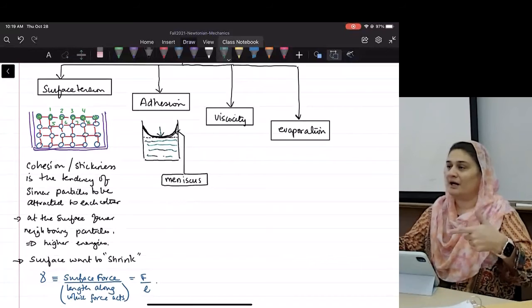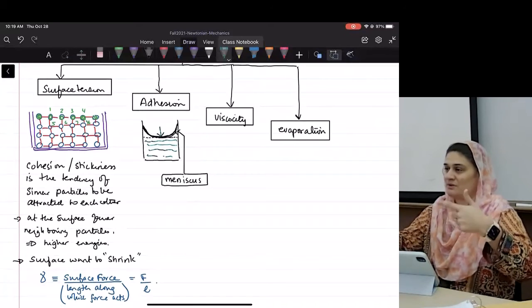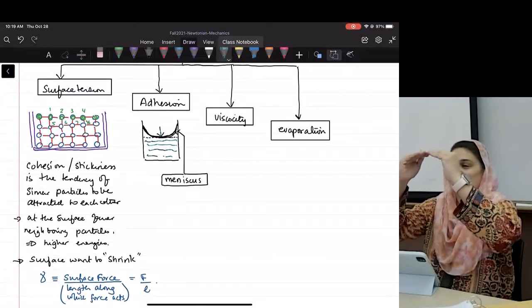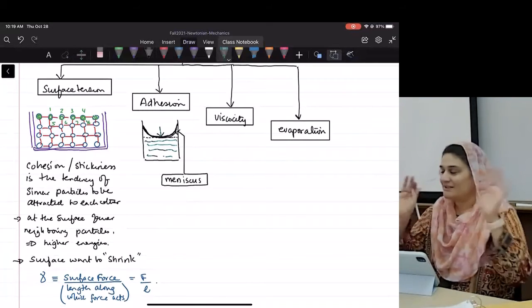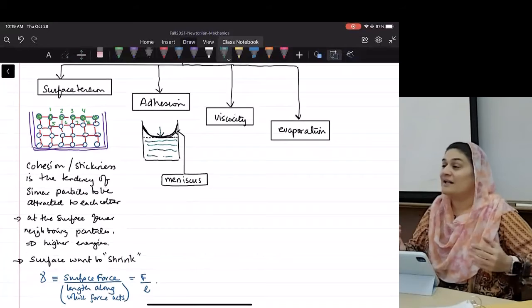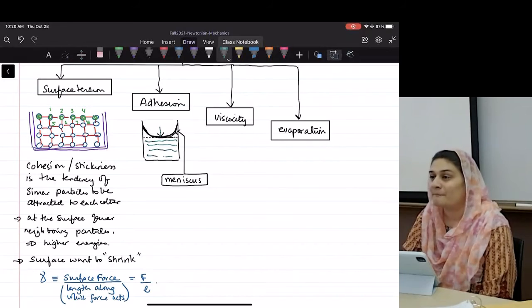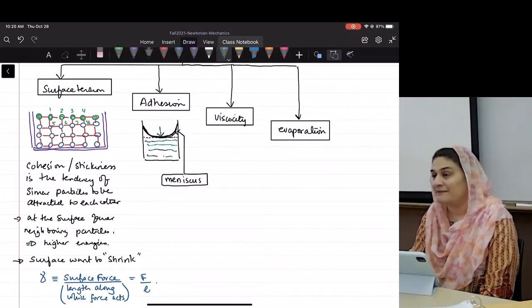What could be the other opposite effect? So what does mercury do when you put it into a glass? It curves down, right? Because it doesn't like anything else. It likes itself way more than it likes the container. Why do we measure from the bottom? Because the actual level of the liquid is the bottom.